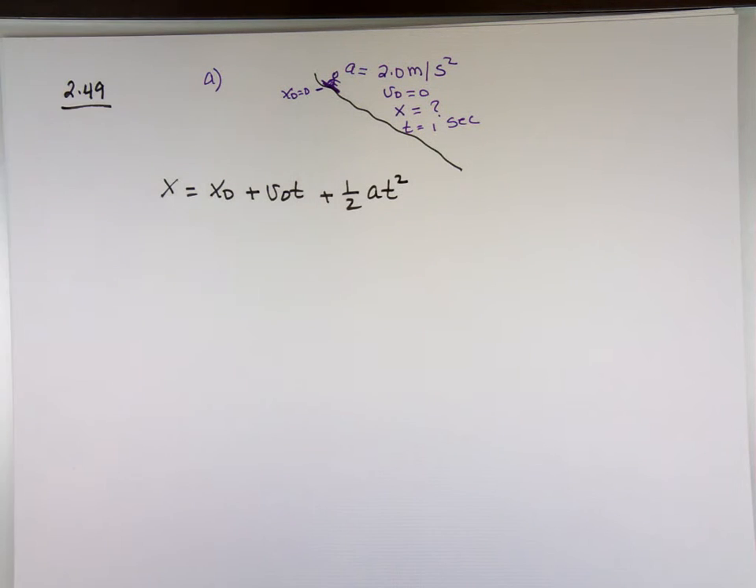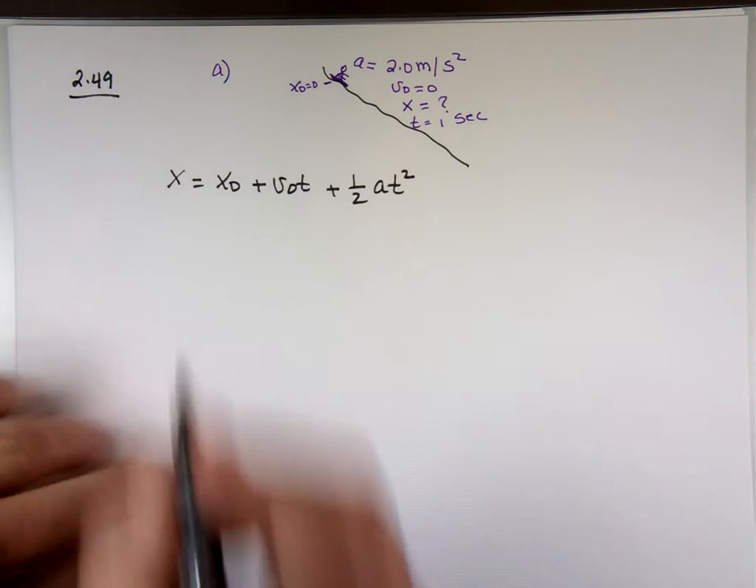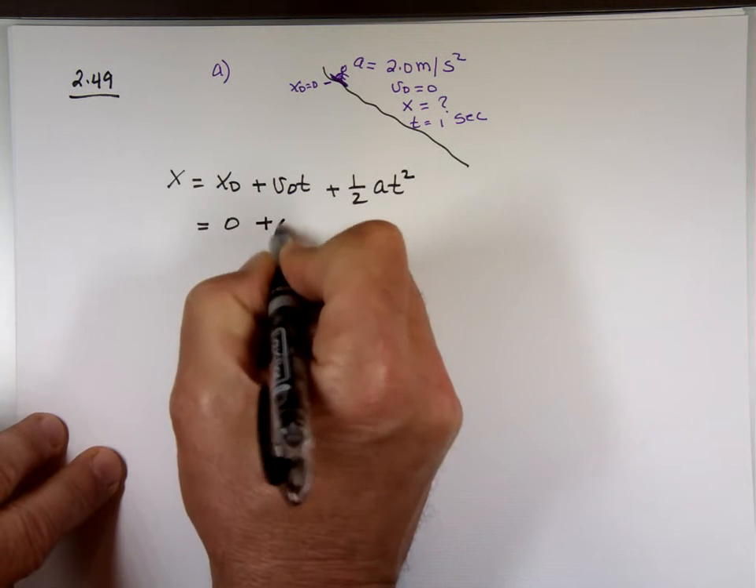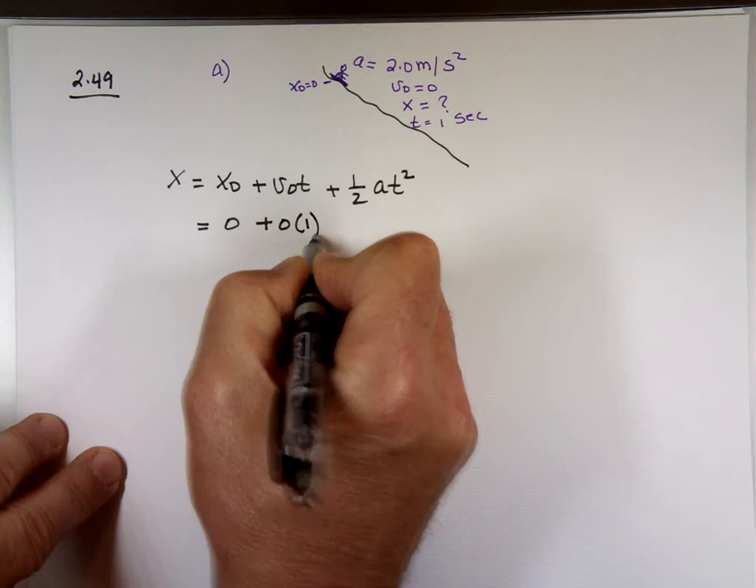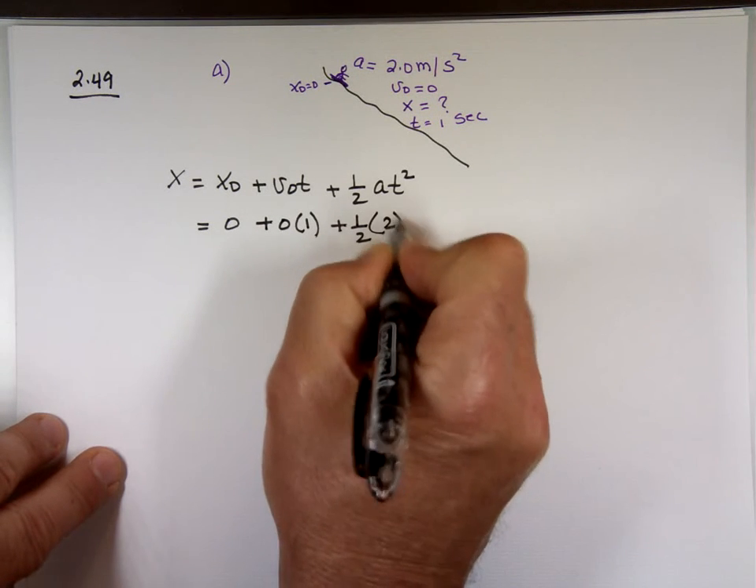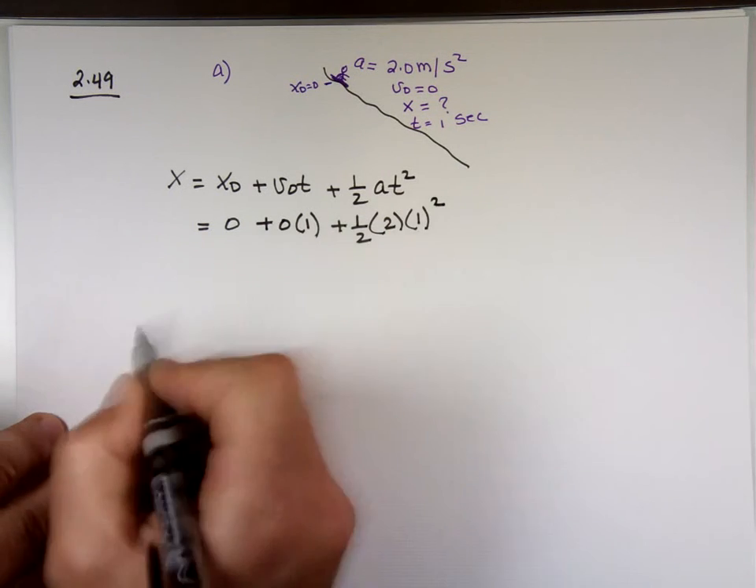Some of you are asking about memorizing the equation. I said, it will make your life easier. You don't have to thumb back and forth looking for them. Boom, I can look and go, oh, there's this one that has all the pieces in it. X of 0 is 0. V0 is 0 times the time, which is 1, plus 1/2 the acceleration, which is 2, and the time, which is 1. Don't forget to square it.